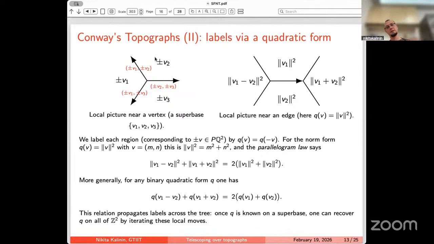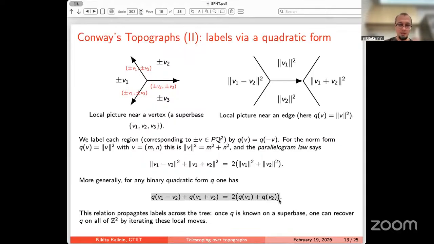And then you may recall the classical parallelogram law, because if here we have v1, here v2, here we have the difference of them, here we have the sum of them. Then you have this parallelogram law: the sum of the label here and here is twice the sum of the labels here and here. So that's true for parallelograms on the plane, but also it's true for any binary quadratic form. So that's true for any pair of vectors.